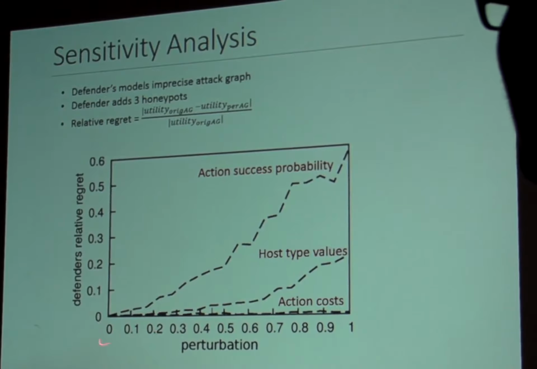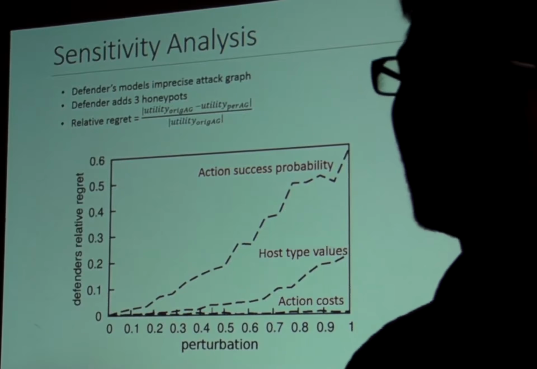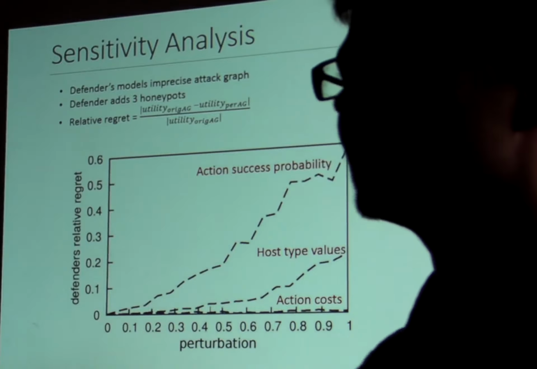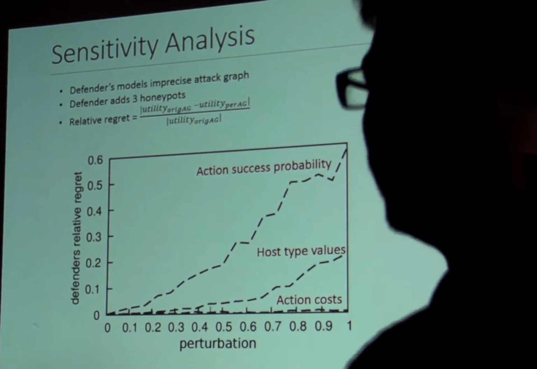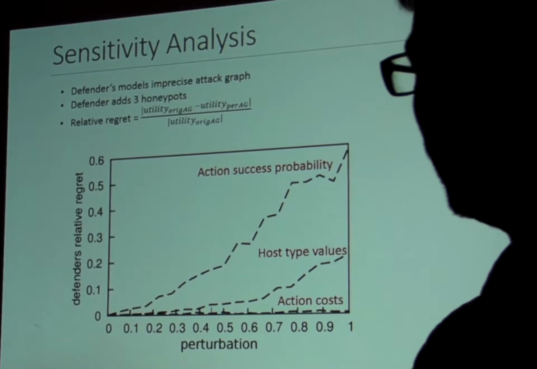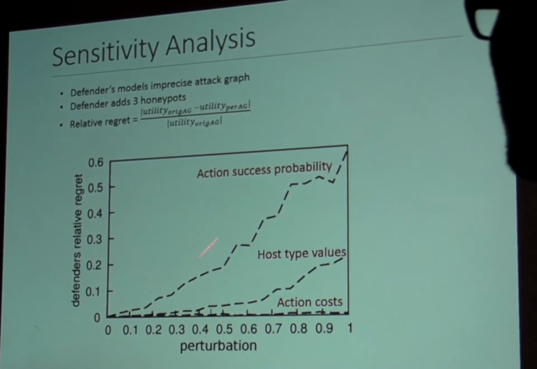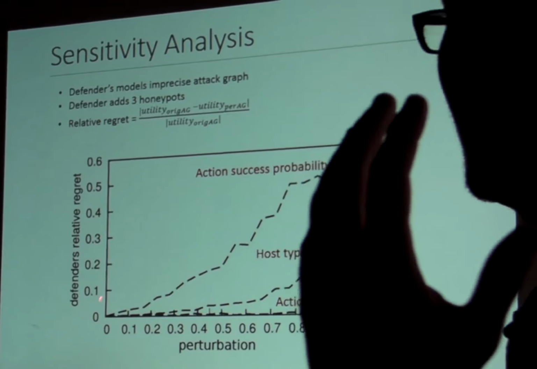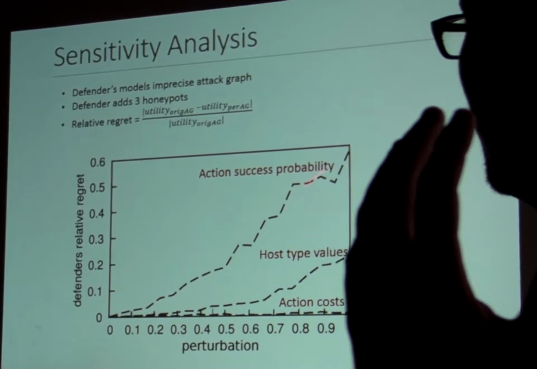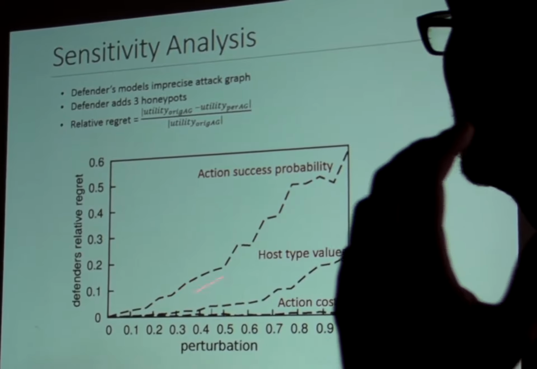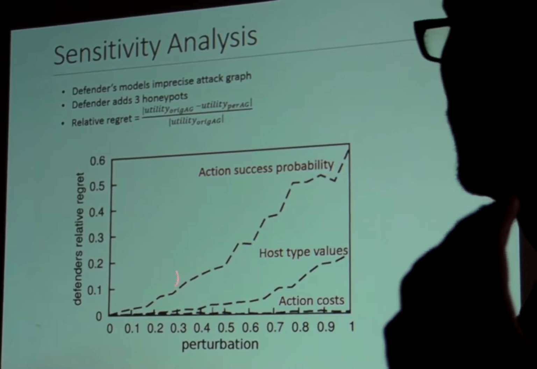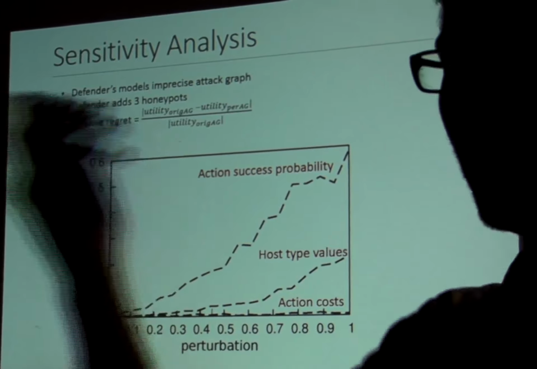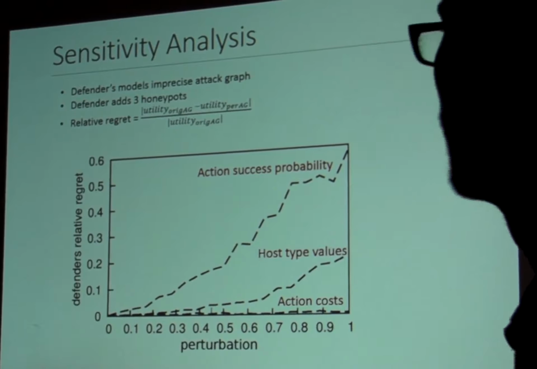And we analyzed how the defender's strategy is sensitive to changes in the attack graph if we change different values. So first we changed only the action success probabilities in the attack graph, and it seemed to be the most sensitive to this parameter. So this is the defender's relative regret. The higher the regret the defender has, the worse it is for him.